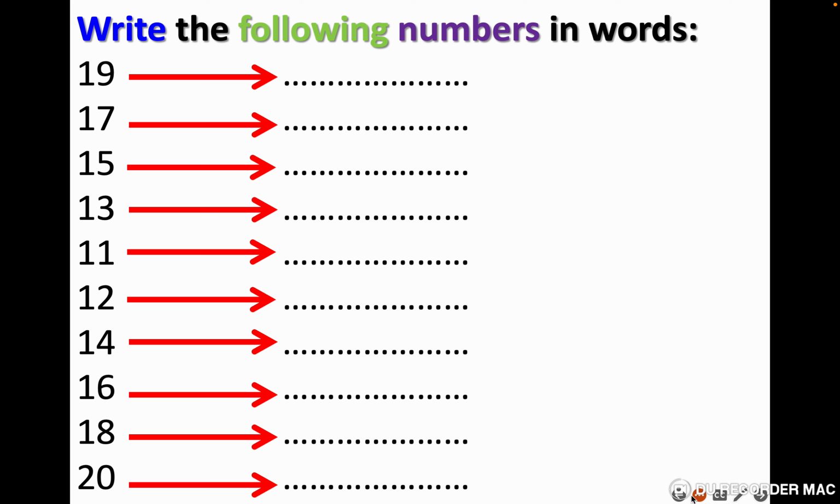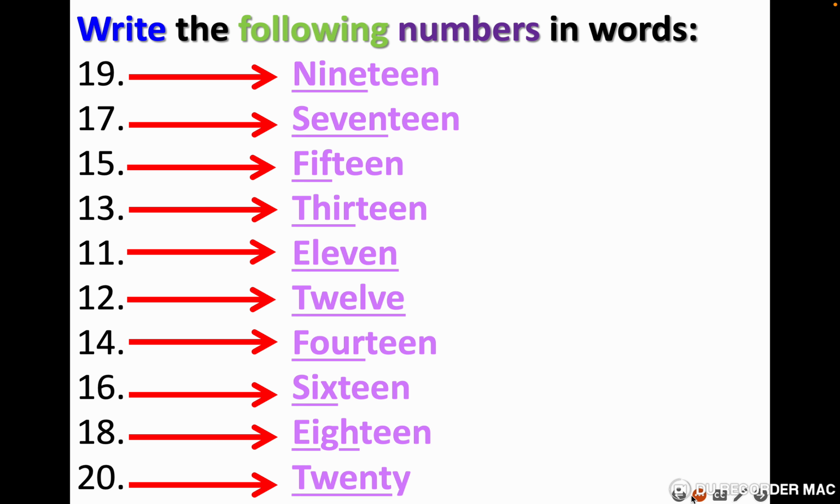First numbers: 19, 17, 15, 13, 11, 12, 14, 16, 18, 20. We want you to know how to write these numbers from 11 to 20. Let's see the correct answers: 19, 17, 15, 13, 11, 12, 14, 16, 18, 20.